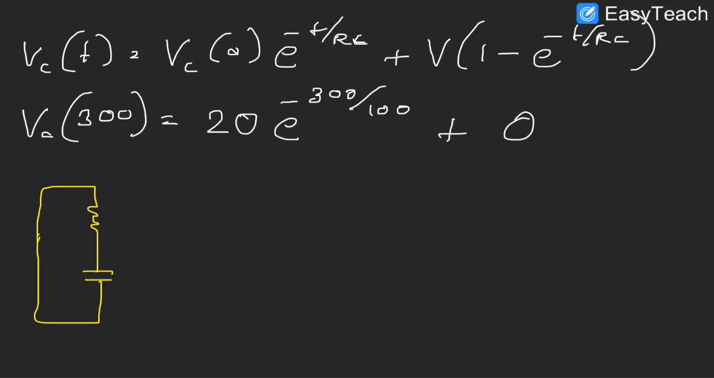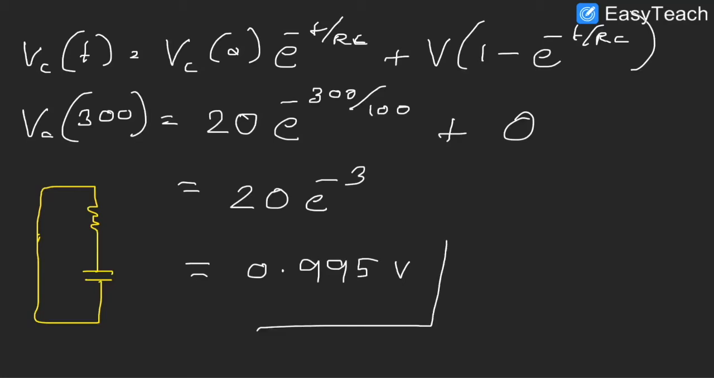So let's go ahead and simplify this. That's 20 e to the power of minus 3, and that is going to round up to 0.995 volts. So that is my final answer.